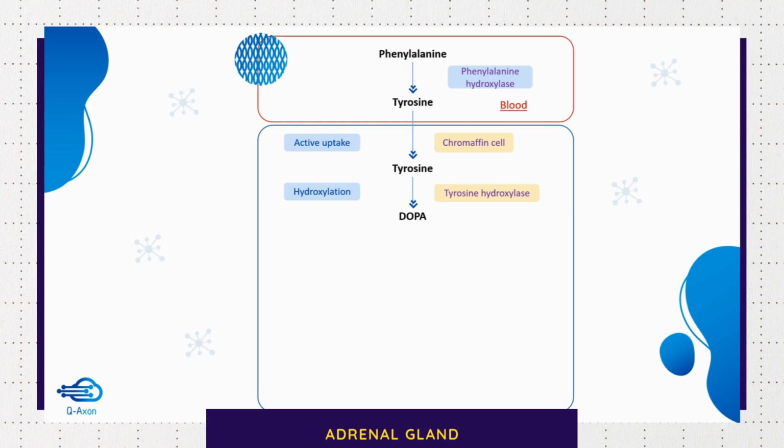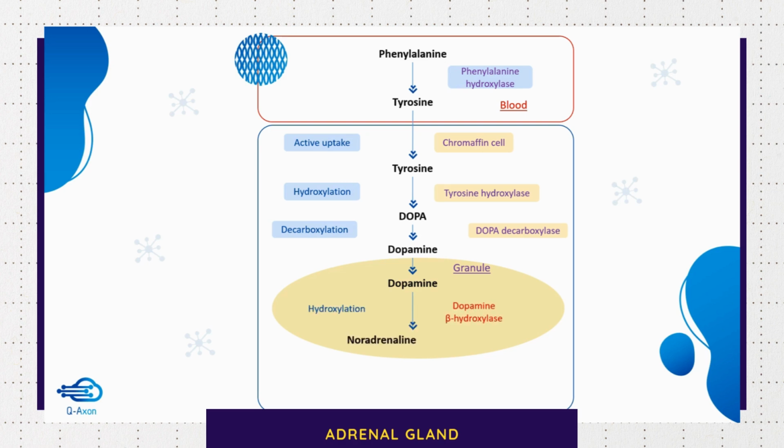This is said to be a hydroxylation step, and DOPA undergoes decarboxylation in the presence of the enzyme DOPA decarboxylase and results in the formation of dopamine. This dopamine again enters the granule of the chromaffin cells, where it is converted to noradrenaline by the enzyme dopamine beta hydroxylase. This is also said to be a hydroxylation reaction.